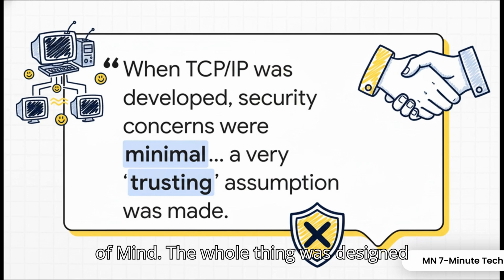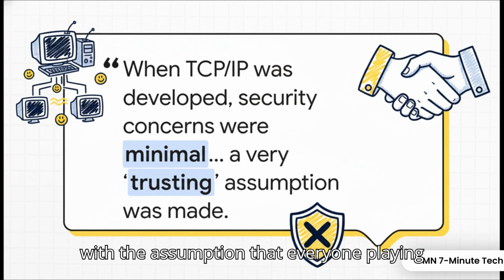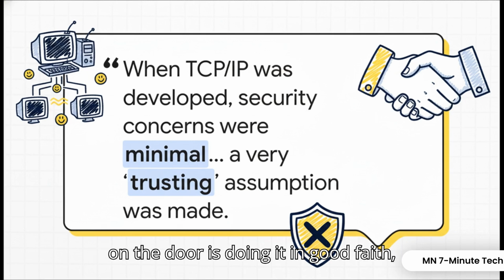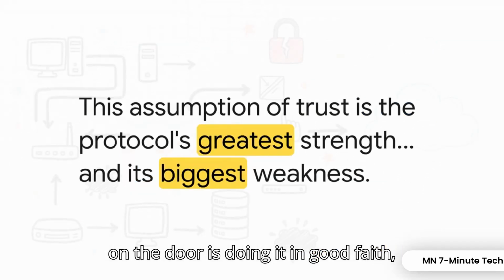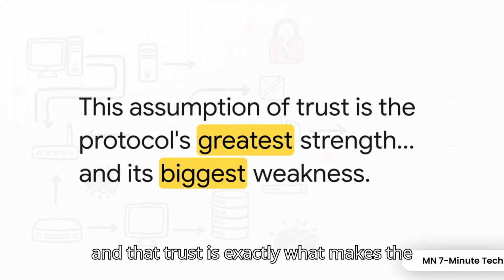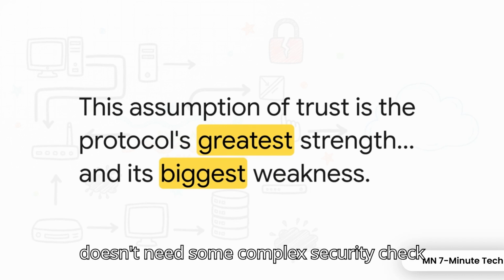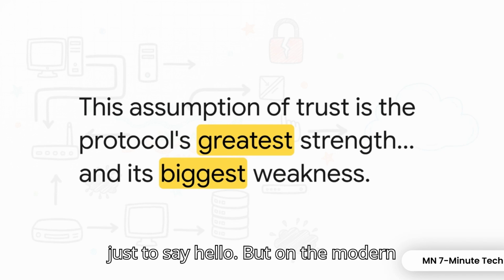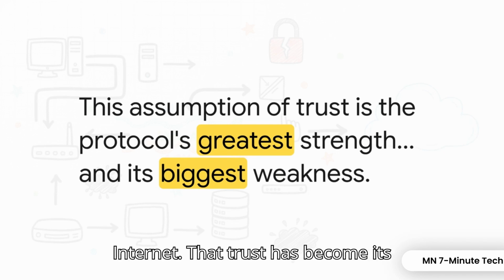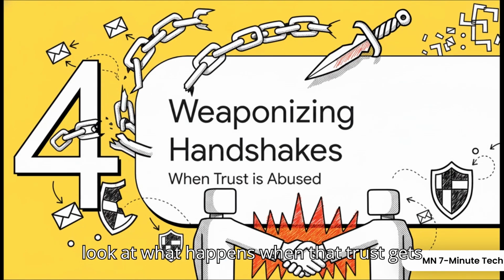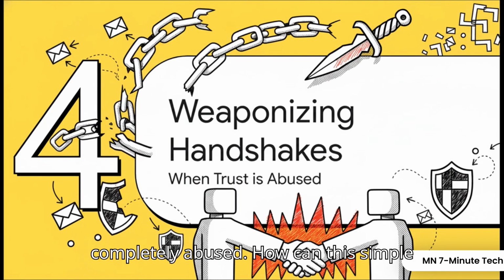The whole thing was designed with the assumption that everyone playing was trustworthy. The system just inherently trusts that anyone who knocks on the door is doing it in good faith. And that trust is exactly what makes the handshake so fast and so simple. It doesn't need some complex security check just to say hello. But on the modern internet, that trust has become its single greatest weakness. So, let's take a look at what happens when that trust gets completely abused.